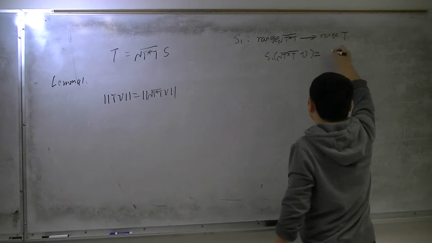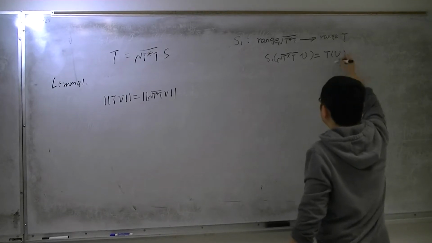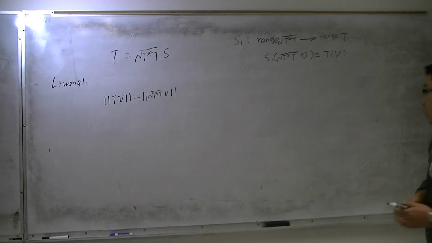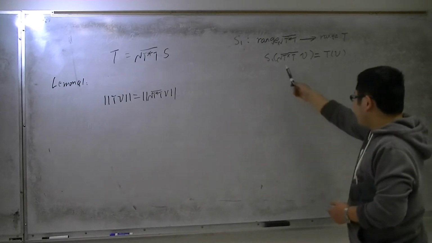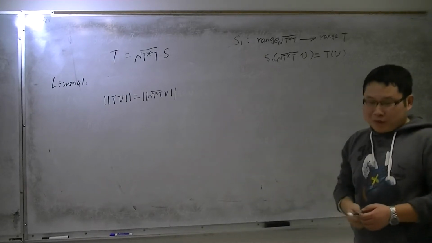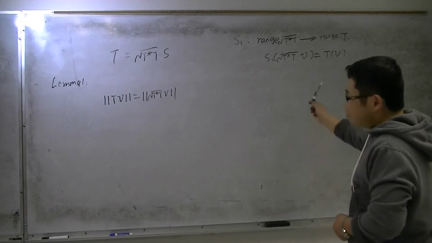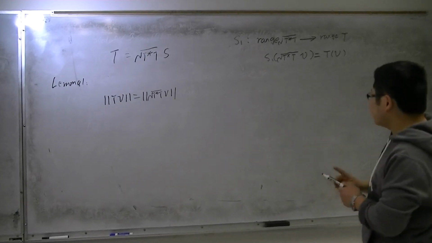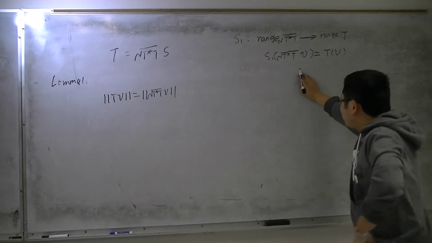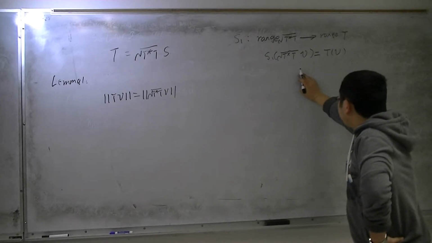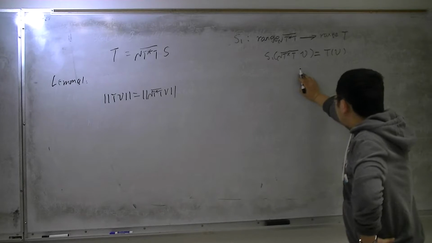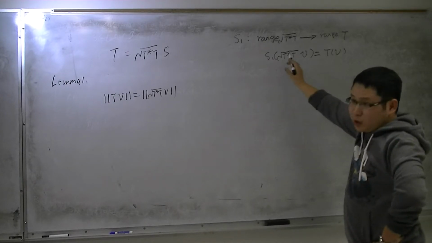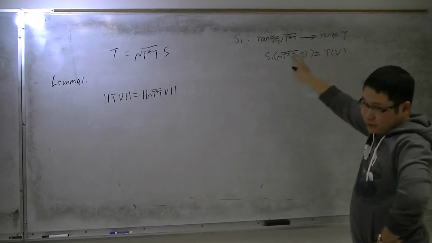S of T star T V is equal to TV. The value is equal to this one. This mapping, and also this is the domain, but this can be not. I will prove that it's definitely a linear map. From the mapping definition, if the domain is equal, their value must be equal.